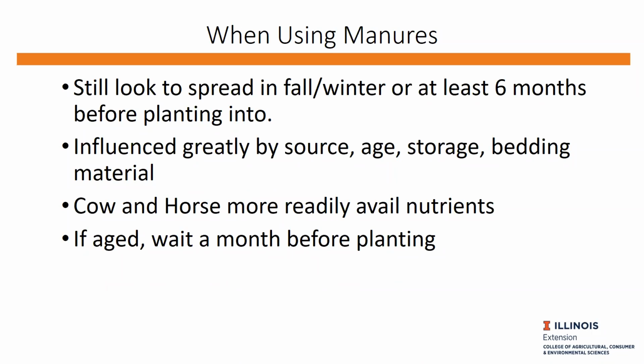Even if it was an aged manure, I still kind of recommend a month before planting. The reason for this is that I think you just really need to give your soil biological community a month to kind of get ready to go before planting. If it's an aged manure, we don't really tend to see that it's going to burn the plants compared to, say, those raw manures where it does.